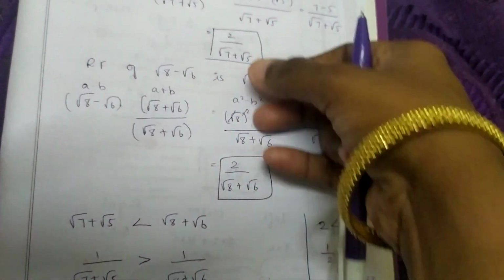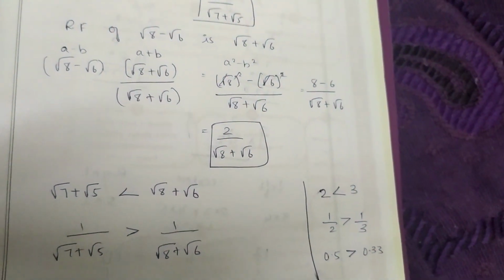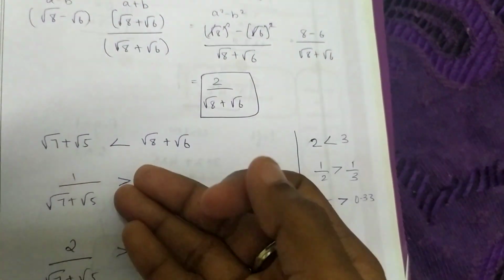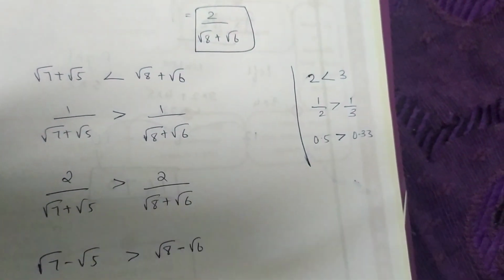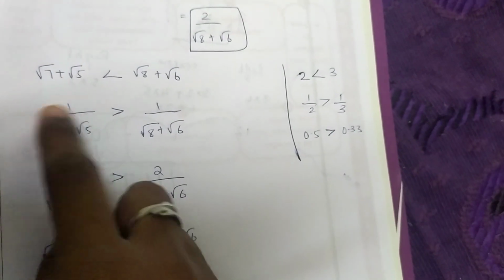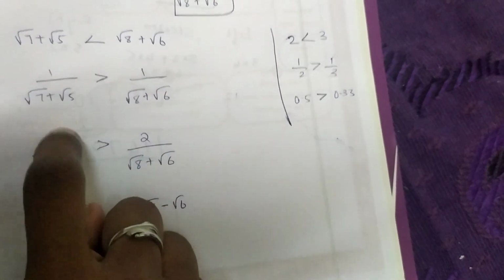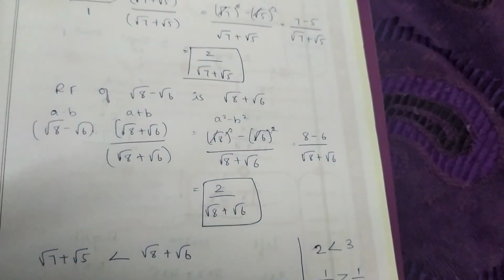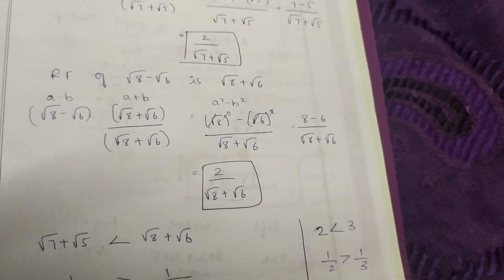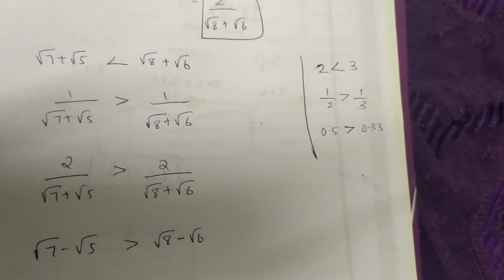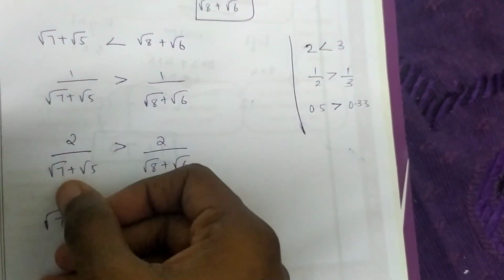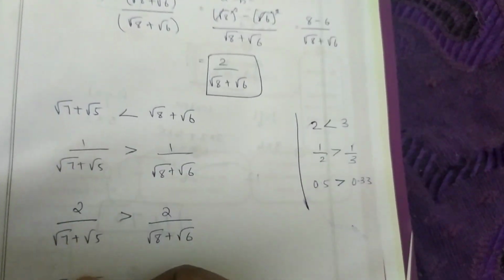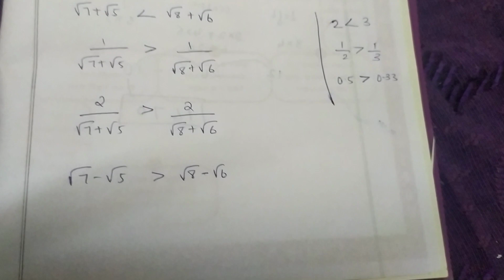After that, you have to compare the denominators. By observing, you can tell that root 8 plus root 6 is the greatest. Then when you take the reciprocal, this number will be greater than this number. Then multiply by 2, because I have the numbers 2 divided by root 7 plus root 5 and 2 divided by root 8 plus root 6. So you put the symbol accordingly, and this is your greatest number. So root 7 minus root 5 is greater than root 8 minus root 6.